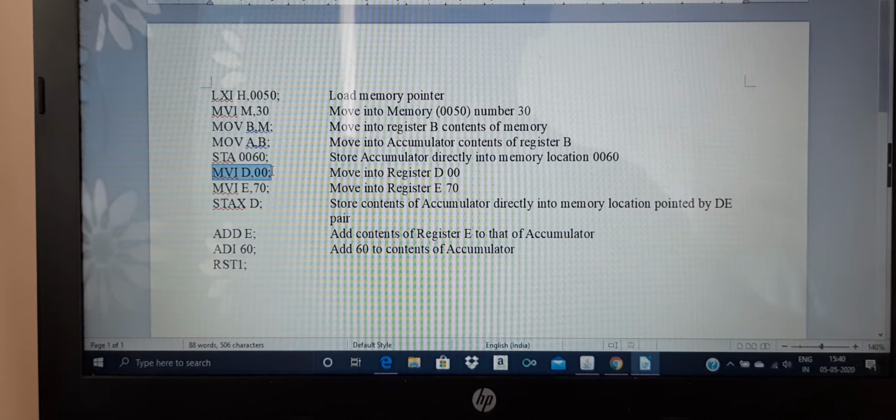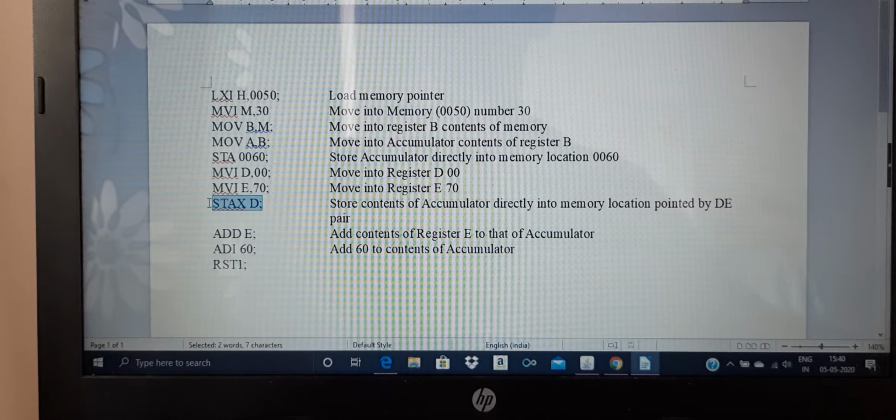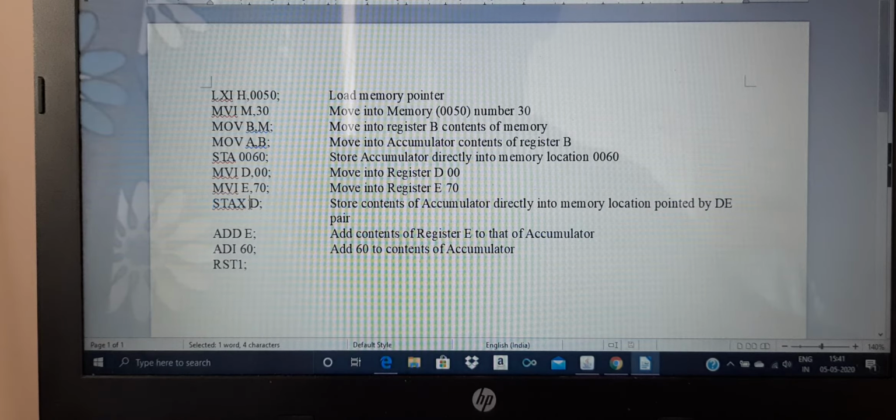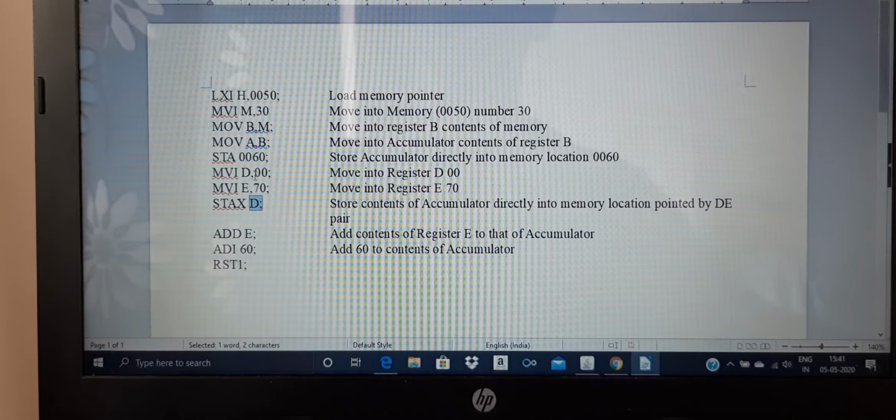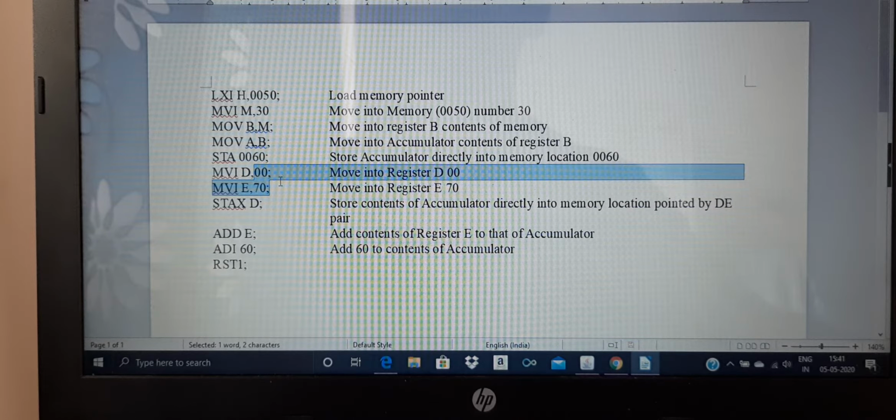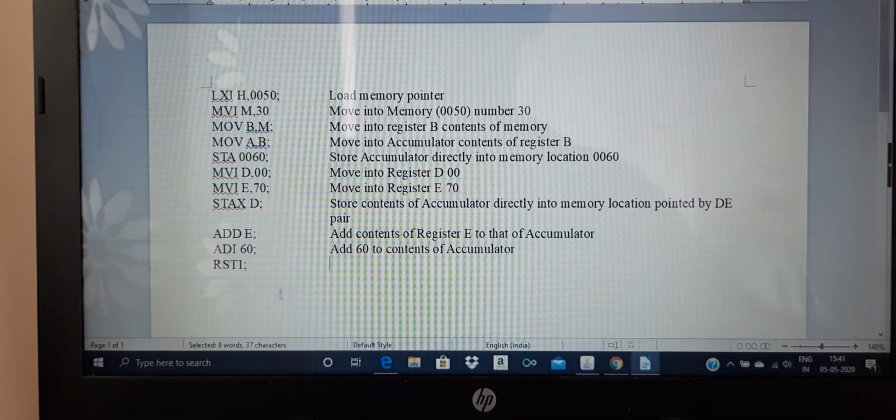MVI D, D will get loaded with 00. MVI E, E will get loaded with 70. STAX D, this is an indirect addressing mode. STAX stands for store accumulator as pointed by the extended pair. Now extended pairs can be BC or DE. So the contents of the accumulator will be stored into the memory location as pointed by register pair D and E, right? That is, memory location 0070.